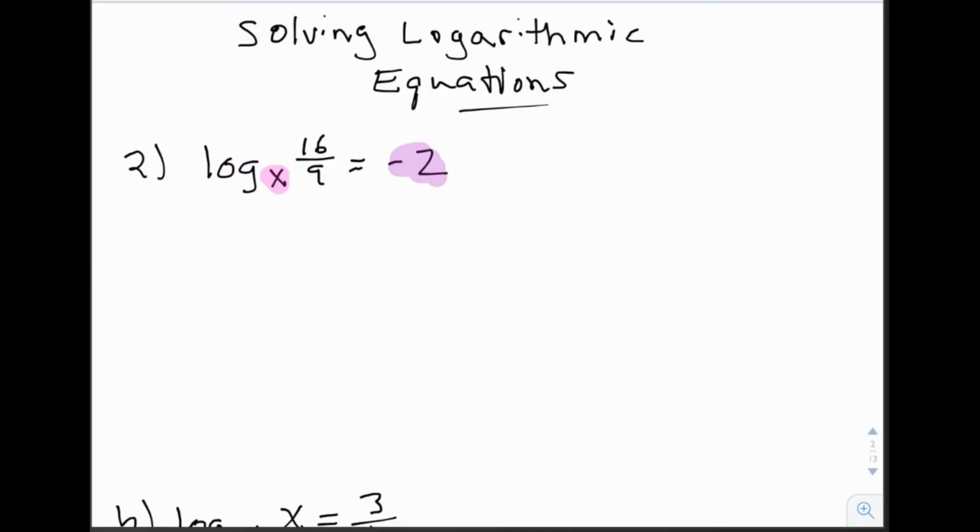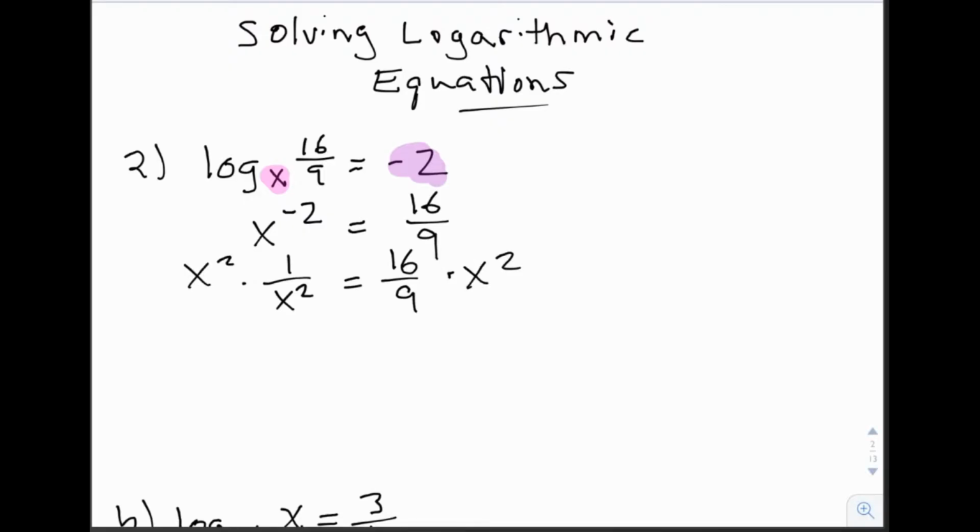So what can we write? We can write our base of x and then raise it to, what's our exponent? -2. And that's going to be equal to 16 divided by 9. Now, we can go ahead and rewrite that x to the -2 by saying 1 divided by x squared, and that's going to be equal to 16/9. Now, the last step we want to do, multiply by x squared. So that will give us, in this case, a 1 is equal to 16/9 x squared. And then what do we want to do now? Well, we want to go ahead and try to isolate the x.